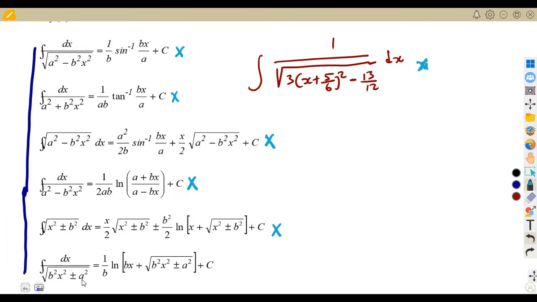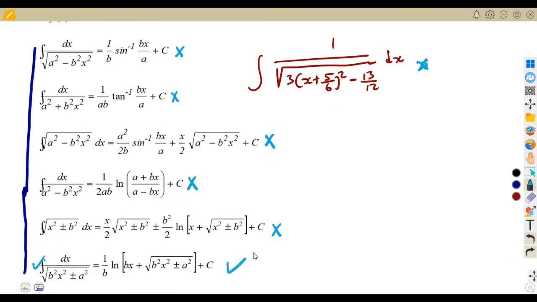We are left with this one, dx over the square root of b squared x squared plus or minus a squared. This is exactly what we have, the square root of. Remember I said 1 times dx is the same as dx. So this is the best because this number here can be written as b squared, and there's already a part of x squared. Then here they are saying plus or minus, meaning even if it is a minus, it can work. And this number can be written as a number to the exponent of 2. So the last one is the best formula for us to use.